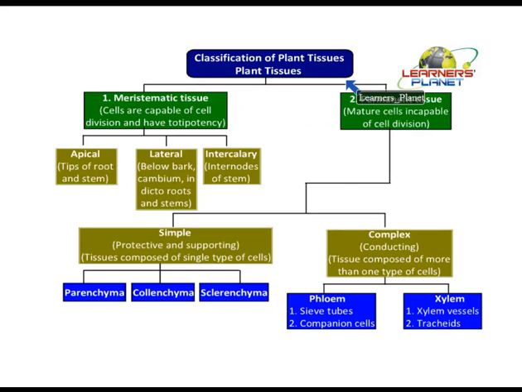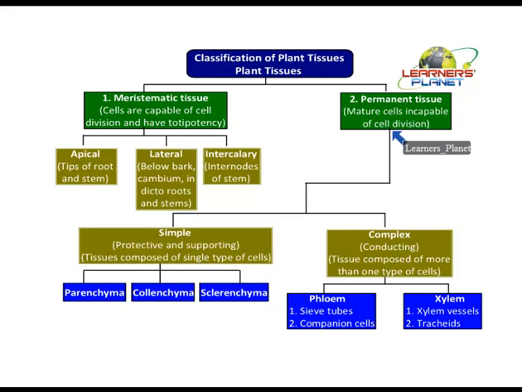Now let us just have a brief outlook of the different types of plant tissues again. Plant tissues are majorly of two types, meristematic and permanent. Meristematic are those in which the cells have the highest cell division capacity. So they can be apical, lateral or intercalary. And all this part we have discussed in our previous session. So now let us come to the permanent tissue.